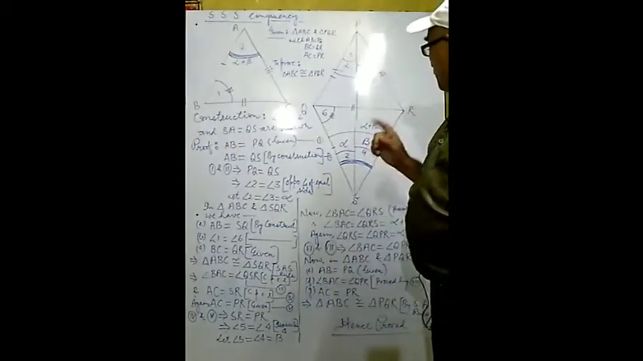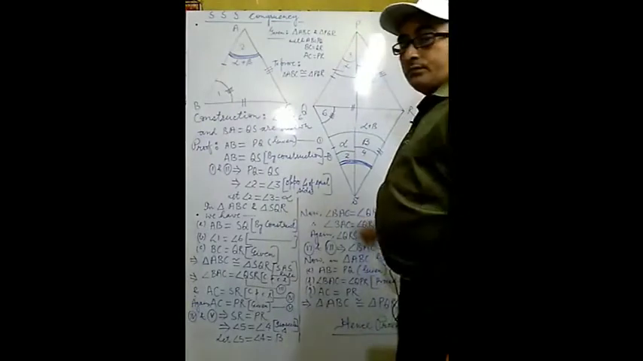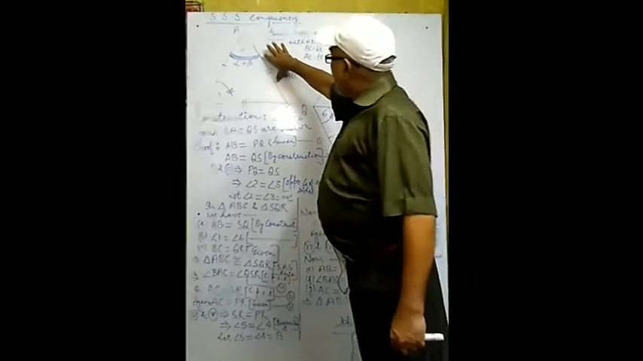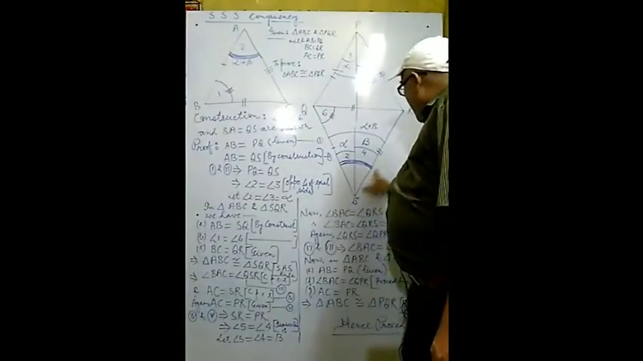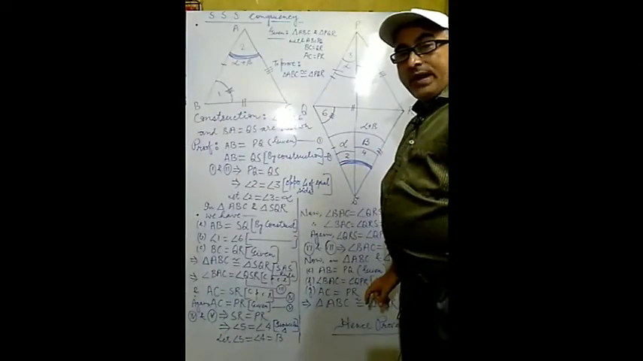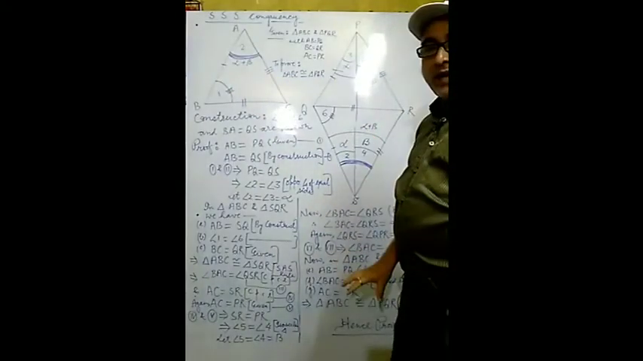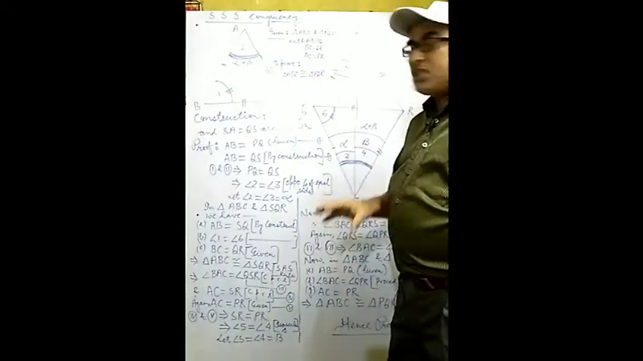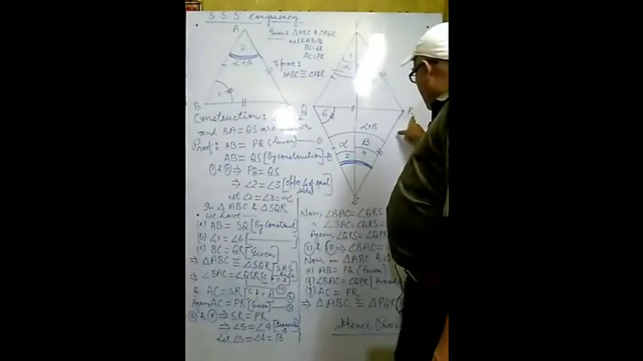Again, one property is there. If this triangle is congruent to this one, so by CPCT, this AC will be equal to this RS. Why is it so? Because this triangle and this triangle, the lower one, both are congruent. So by CPCT, we can say that AC is equal to which one? RS.